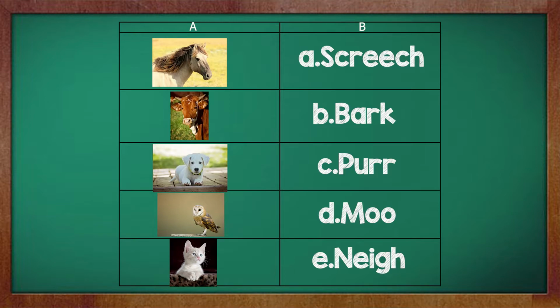An owl screeches. So four is matched with A. A cat purrs. So five is matched with C. Children, I hope you like this activity.